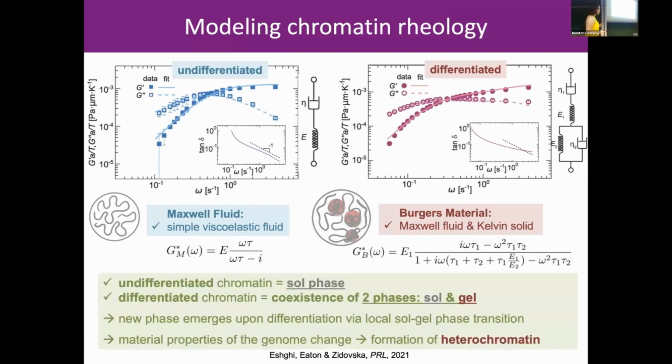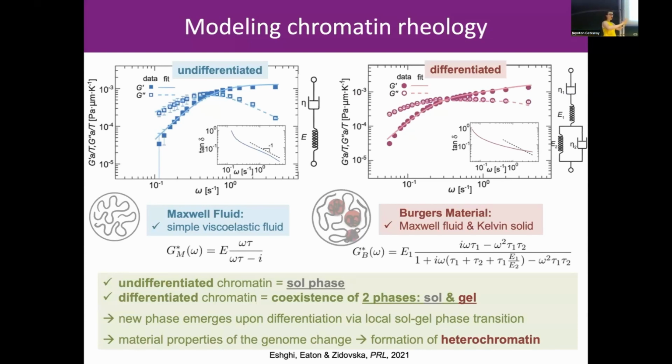So this is the summary of the first part of my talk that I wanted to show you, that indeed we found that the undifferentiated chromatin in stem cells behaves as sol, so as a liquid-like phase.